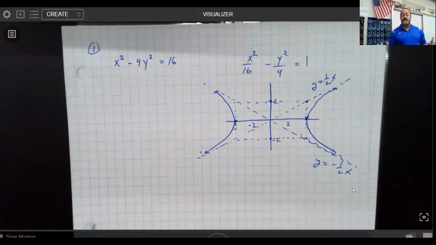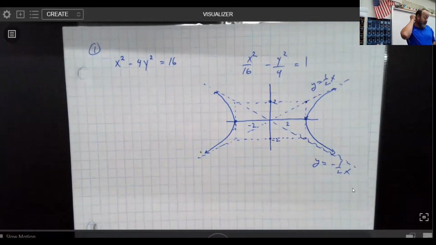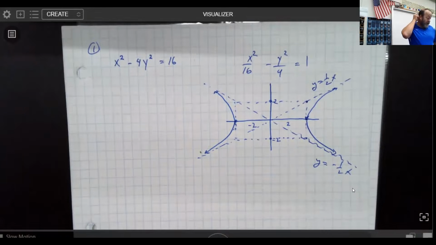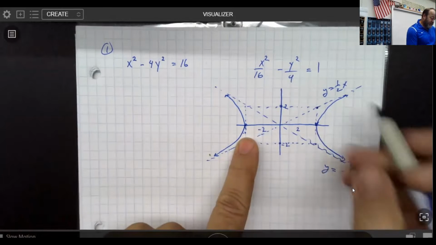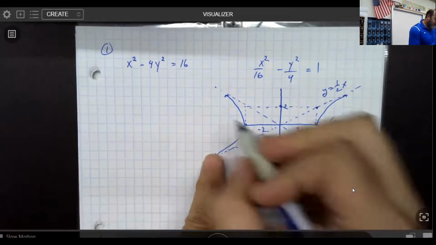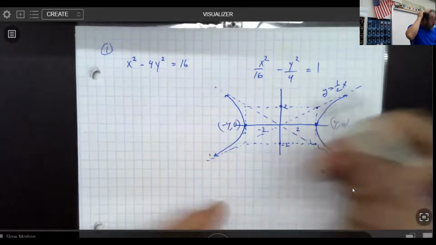As you go towards infinity, the slopes get closer and closer to either +1/2 or -1/2, so we might see a little evidence of that as well. Anyway, let's see what goes on. The vertical asymptotes should happen here at these two values, at (4, 0) and (-4, 0), okay? So let's see what happens.